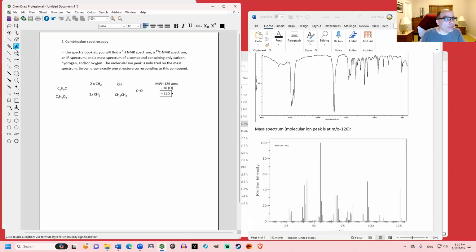What about 8 carbons? 8 times 12 is 96. For 12 carbons. Looks like 14 to me. For 14 hydrogens. So that's how you figure out how many carbons and hydrogens there are. It looks like we're looking at a formula of C8H14O.